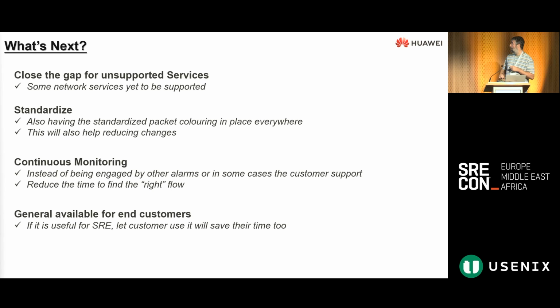What's next? We still have to close the gap for unsupported services. We want to work now on this standardization with the packet coloring. We want to have continuous monitoring because, as I mentioned, finding the flow is still very cumbersome. So how do I keep that continuous monitoring? Of course, you cannot monitor every flow, it's too much, but how do you sample things here and there to figure out where the problem is?